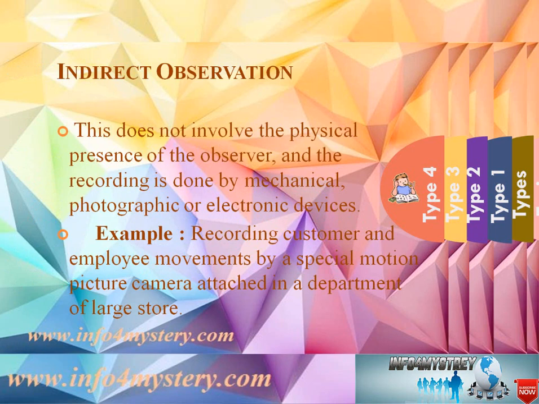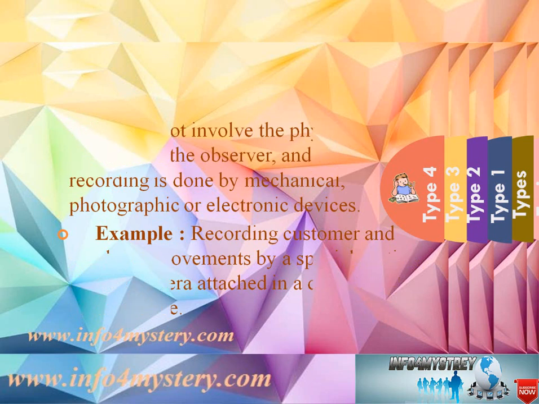Indirect observation. This does not involve the physical presence of the observer, and the recording is done by mechanical, photographic, or electronic devices. Example: recording customer and employee movements by a special motion picture camera attached in a department of a large store.